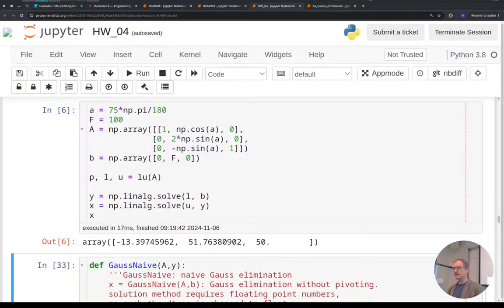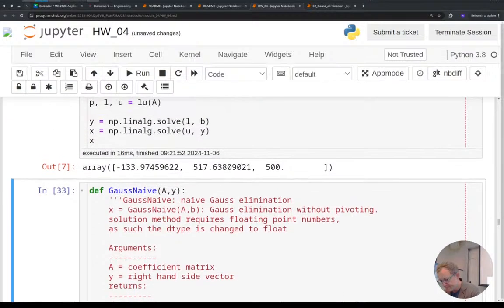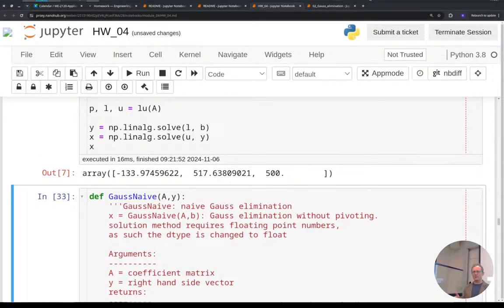Do you know what it would be if it's 1,000 newtons? We could change the force in C, yeah. But do you know what it would be? Yeah, 133.9, right? 133.97.